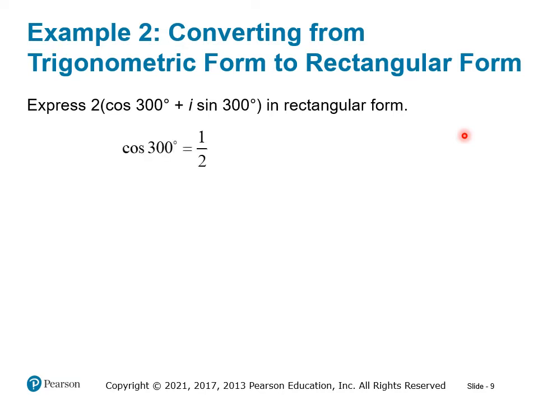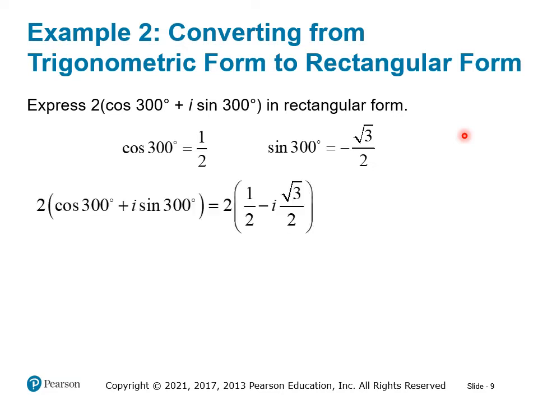So cosine 300 is equal to 1/2. Sine of 300 is negative square root of 3 over 2. We find these two values, and then we multiply both by 2. So we get 2 times the cosine of 300, 1/2, plus i times the sine of 300, which is negative square root of 3 over 2. So this goes from plus to minus. And then we multiply by 2 through there, and we just cancel out the denominator with the 2.